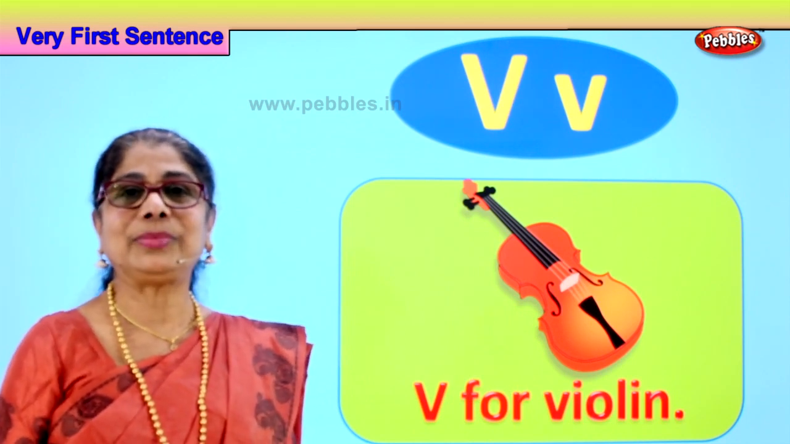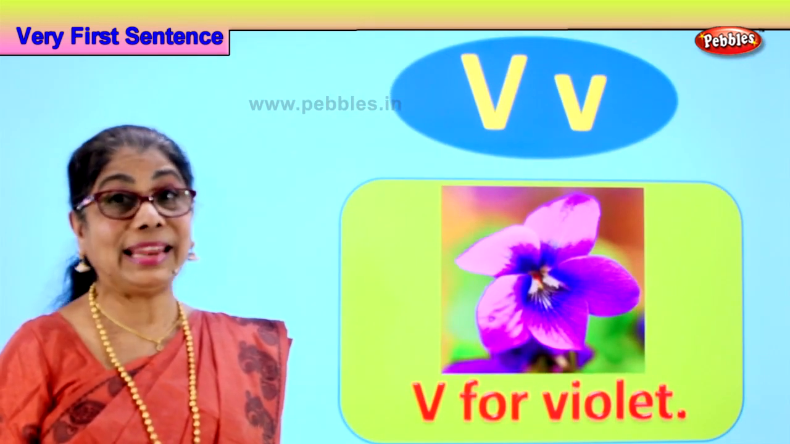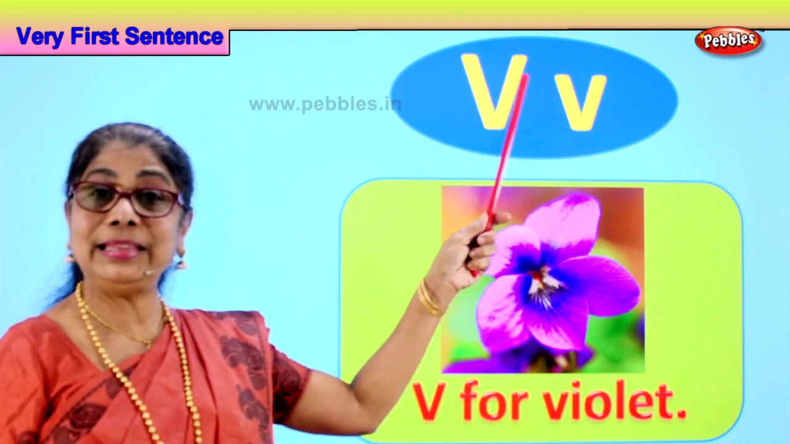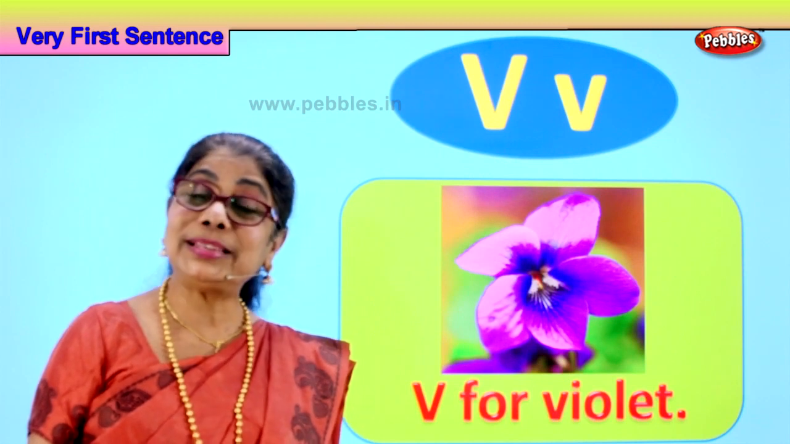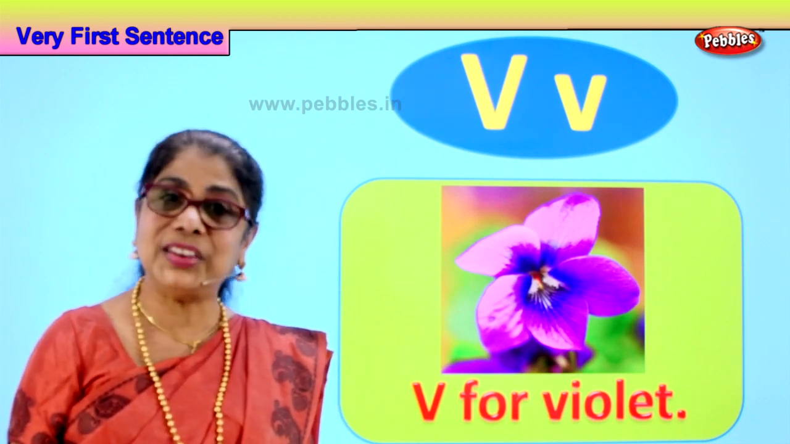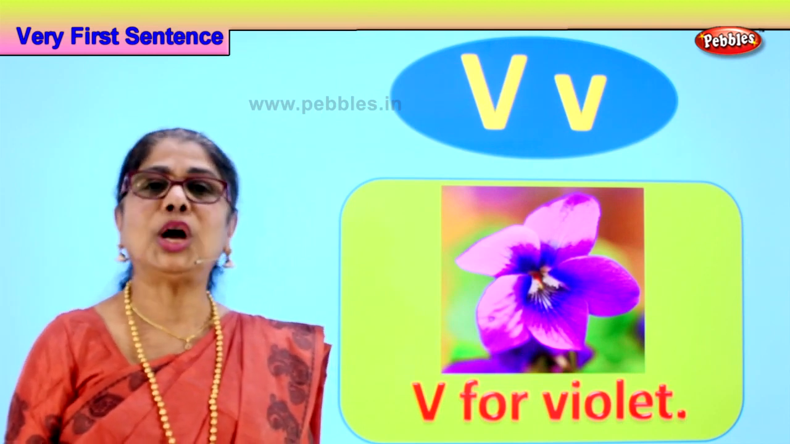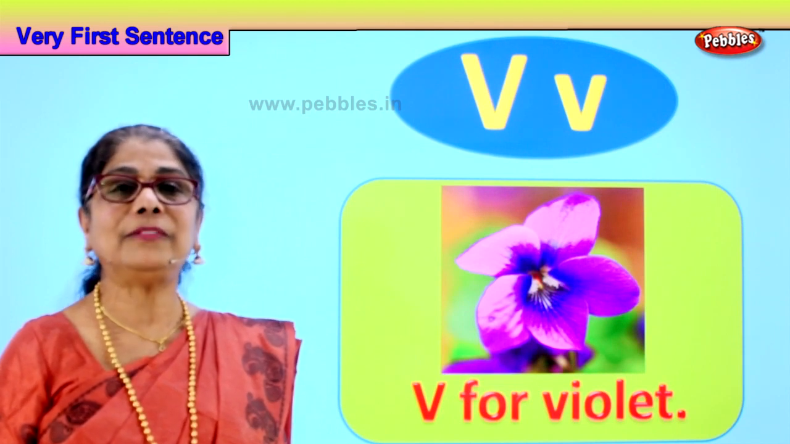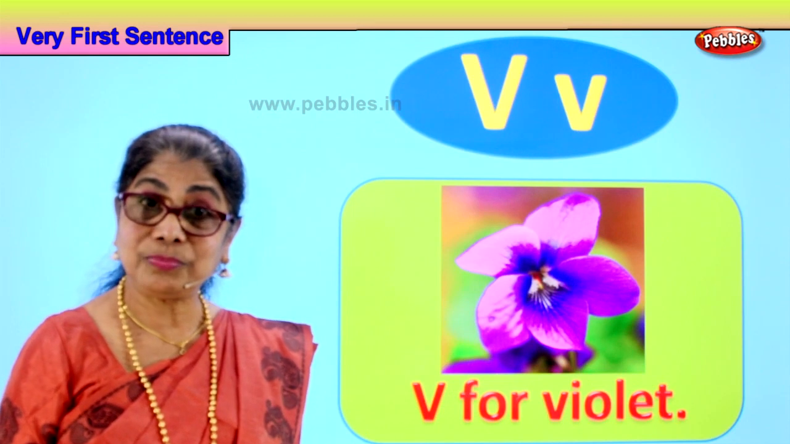Let's get another picture and read the word that begins with the letter V. Look. Capital letter V, small letter V. You mastered the writing? Good. What is the sound of letter V? V. What do you have here? There is a flower here. A beautiful purple color flower. And the name of the flower is violet.